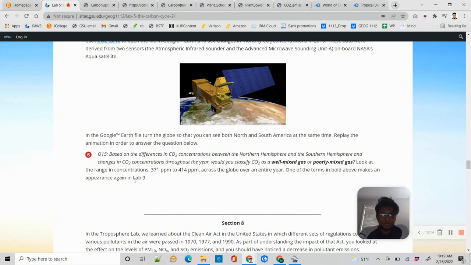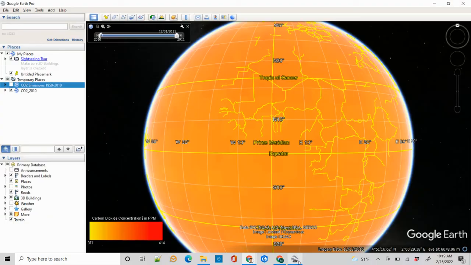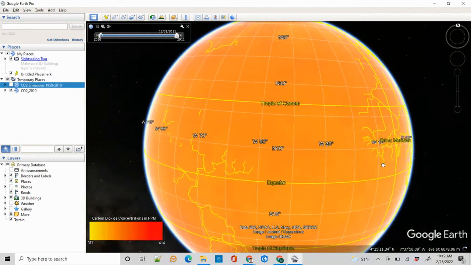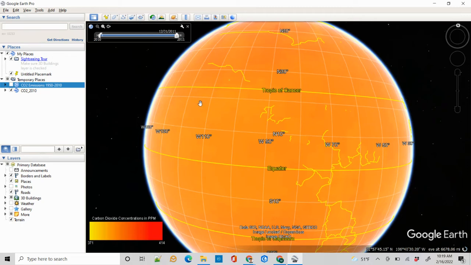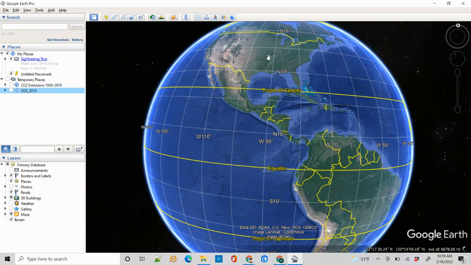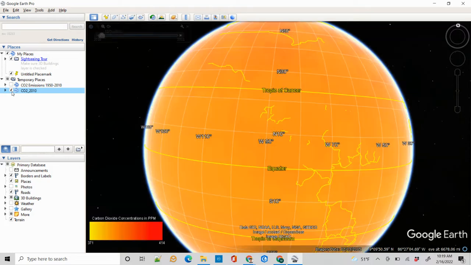Then it will ask you to look at the northern hemisphere and southern hemisphere. Okay, so let me take you to North America and South America. That will help you. So this is North America and South America. All you need to do is click on that and play the slider. So right now the carbon dioxide concentration in ppm is like this.